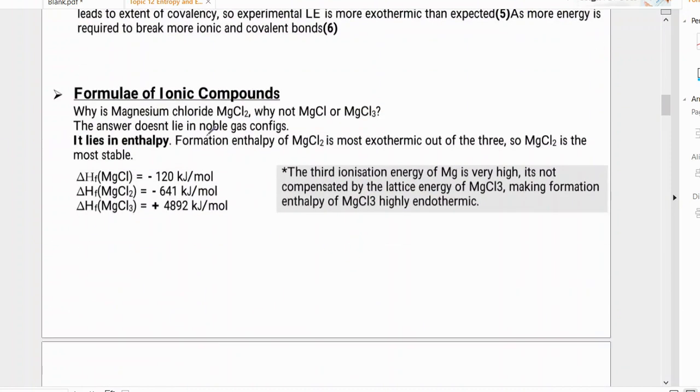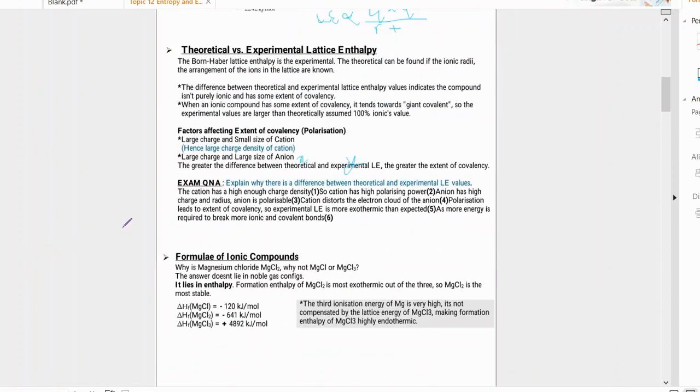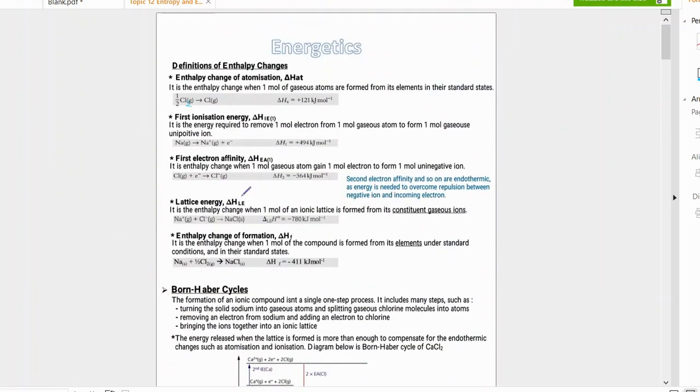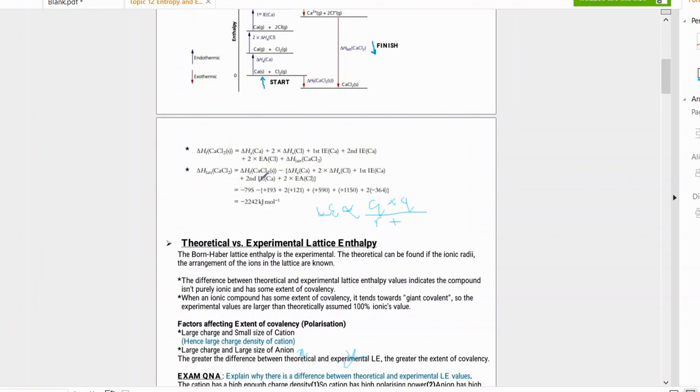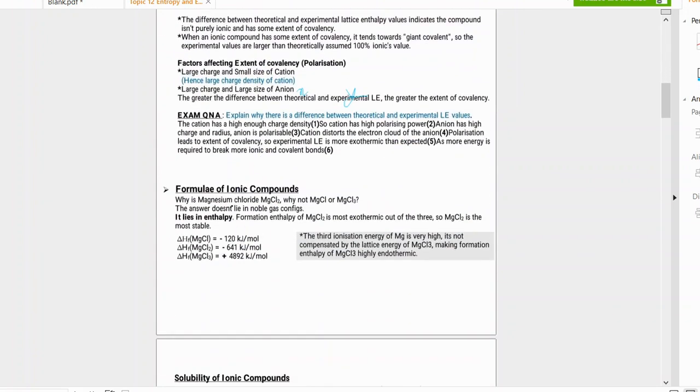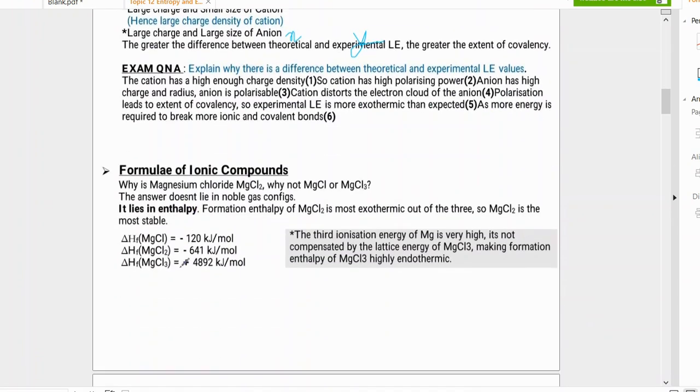Now the formula of ionic compounds. So far, this quite commonly appears in exams, as does this, so does this. But this is something that has not appeared in exams enough to be called a common question. So just because this is not common, do give more priority to this subtopic.